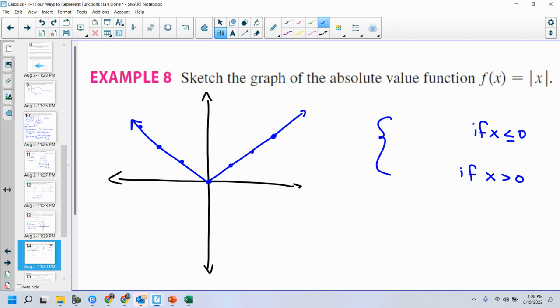All right, so we have one rule if x is less than 0 and one rule if x is greater than 0. Okay, actually, let's go to the easier one first. If x is greater than 0, what happens to a positive number with an absolute value? Stays the same. The input is x, the output is x, right? 1, 1, 2, 2, 3, 3, 4, 4, right? Input equals output. So what's the rule for if x is less than or equal to 0?